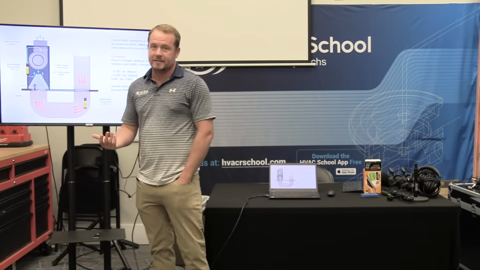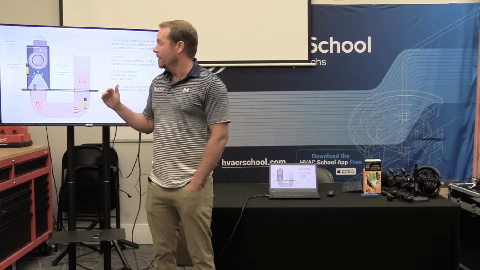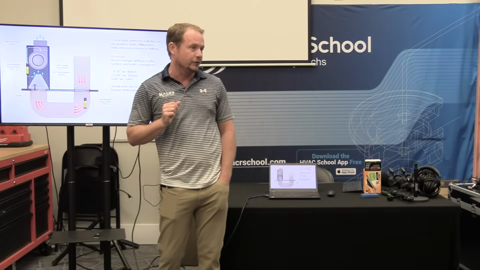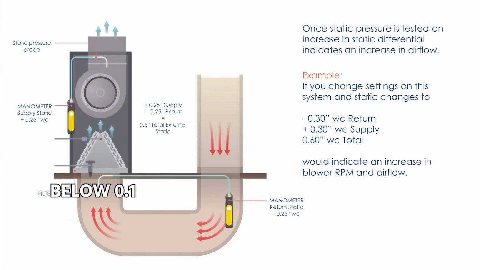And again, just use some common sense. If you've only got 0.5 to work with total across the entire system, then having, say, 0.2 across your filter alone, that's a problem, right? It's too much. So generally speaking, across our filters, we want to keep that pressure drop even below 0.1. Anyway, this is showing how we would get to this number. So here we're showing a supply of plus 0.25. We're showing a return of negative 0.25. That equals an external static of 0.5 total. Make sense? Any questions about that?